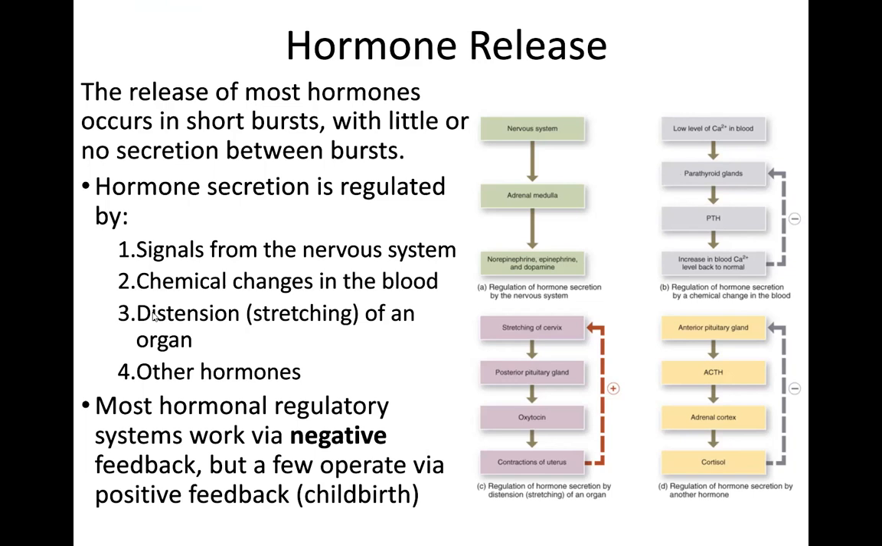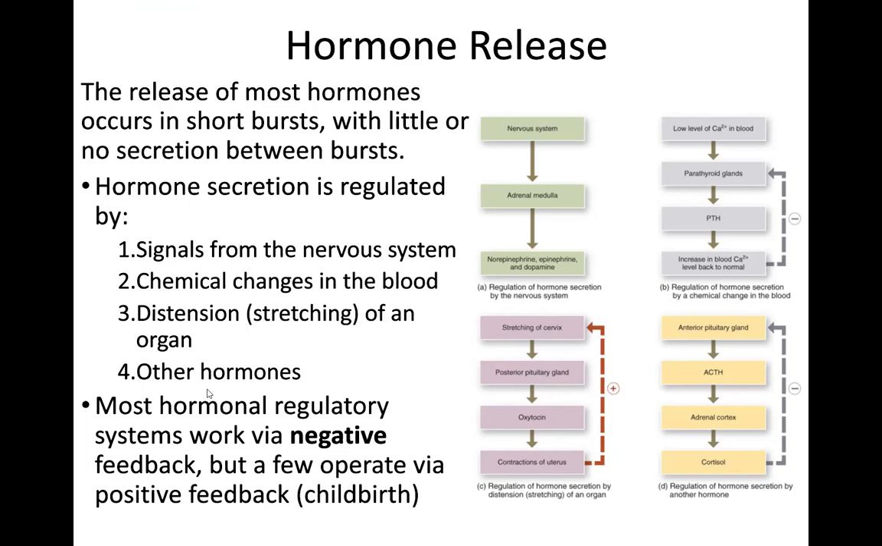Okay. Number three, distension of an organ or stretching of an organ can trigger the release of hormones, which is kind of wild, but we've actually talked about this one way back at the very beginning of the semester when we talked about the positive feedback loop associated with childbirth. The stretching of the cervix in a woman going through labor triggers the release of oxytocin from the posterior pituitary gland, which results in stronger and more forceful contractions of the uterus. And this continues as more stretching of the cervix occurs, demonstrating once again that this is positive feedback.